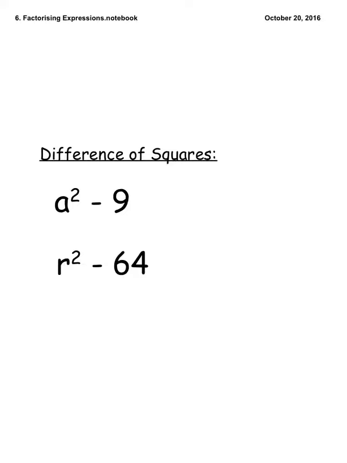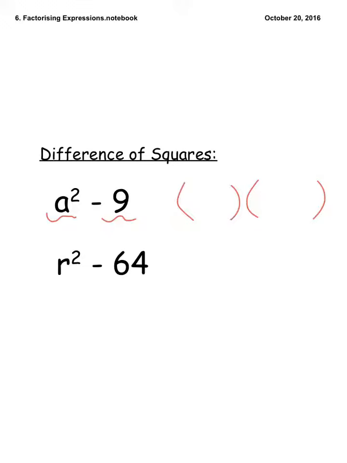Okay, so let's move on and have a look at the second type of factorization. This time we're looking at difference of squares. Difference of squares consist of two terms that are being subtracted from one another. So in this case, we have a squared and 9. And the way you factorize that is with two sets of brackets instead of one.